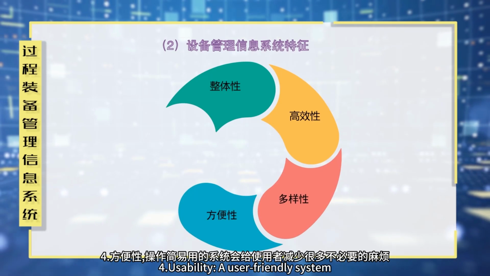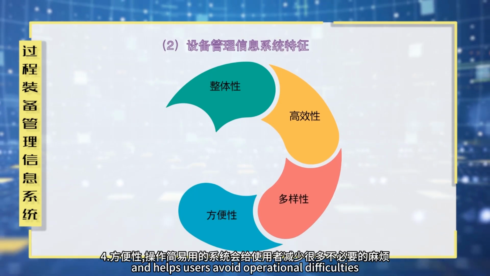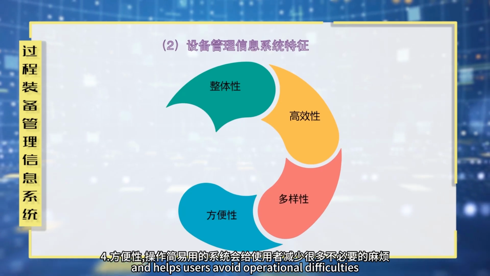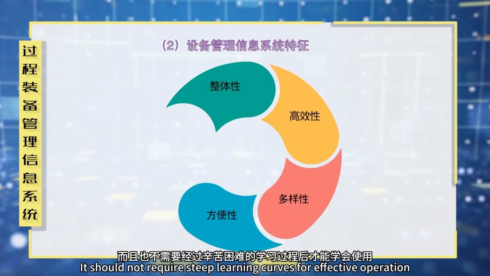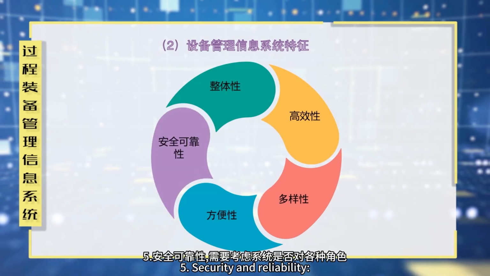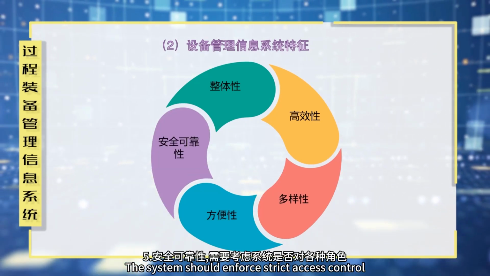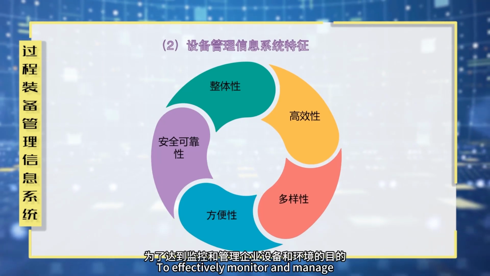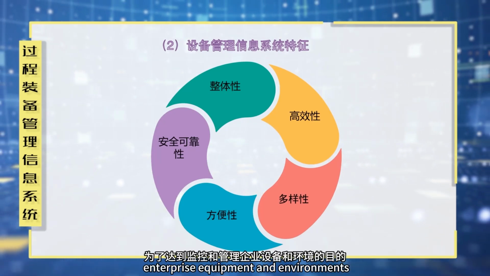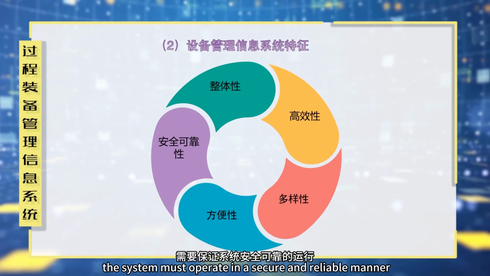Fourth, usability. A user-friendly system reduces unnecessary complexity and helps users avoid operational difficulties. It should not require steep learning curves for effective operation. Fifth, security and reliability. The system should enforce strict access control and verification measures for different user roles. To effectively monitor and manage enterprise equipment and environments, the system must operate in a secure and reliable manner.